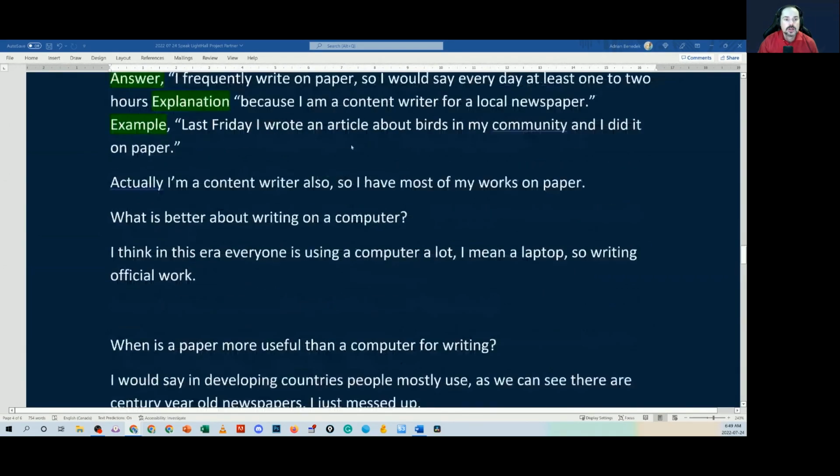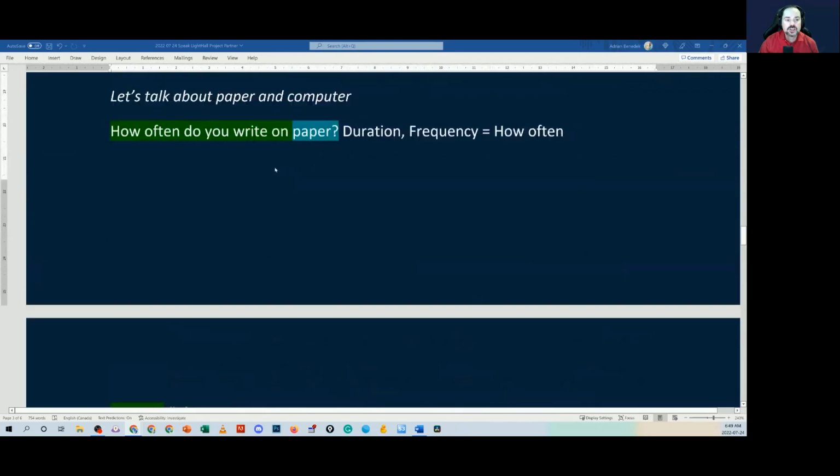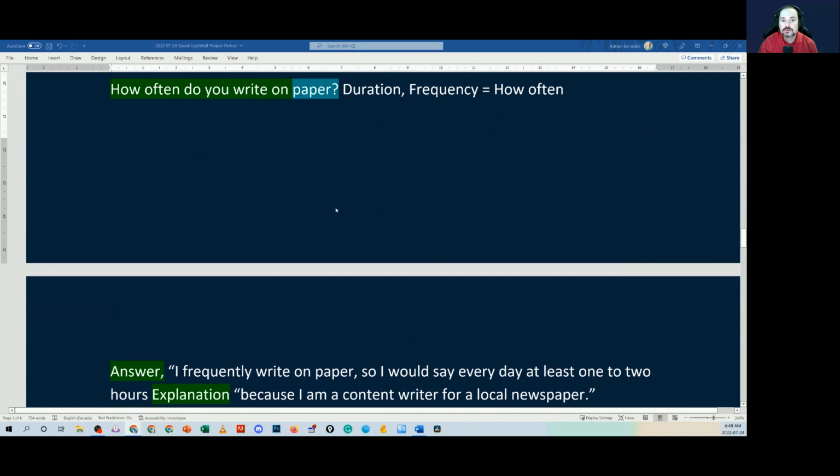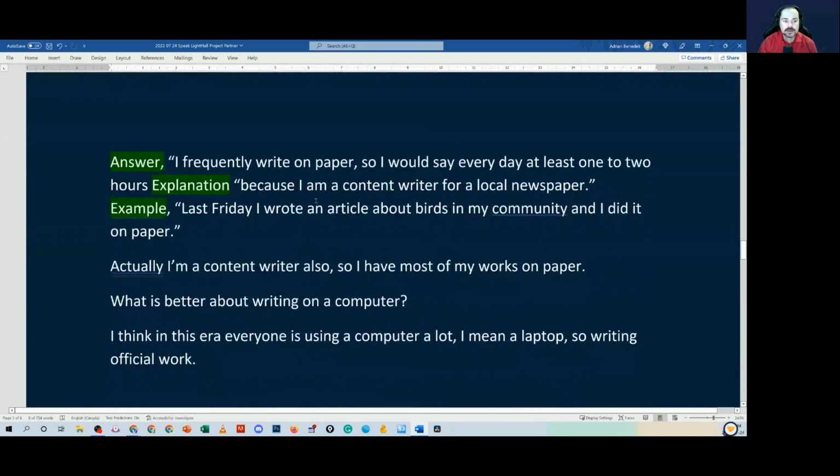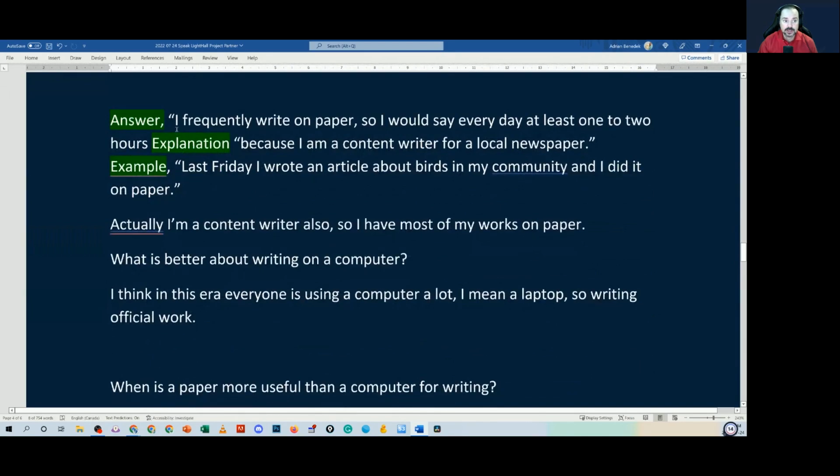Okay. So, based on what I was teaching Roshni about answer, explanation, example, let me go through some of these questions with answers and then copy after me. So, this first one was, how often do you write on paper? And a possible answer is, I frequently write on paper. So I would say every day at least 1 to 2 hours because I'm a content writer for a local newspaper. Last Friday, I wrote an article about birds in my community and I did it on paper.